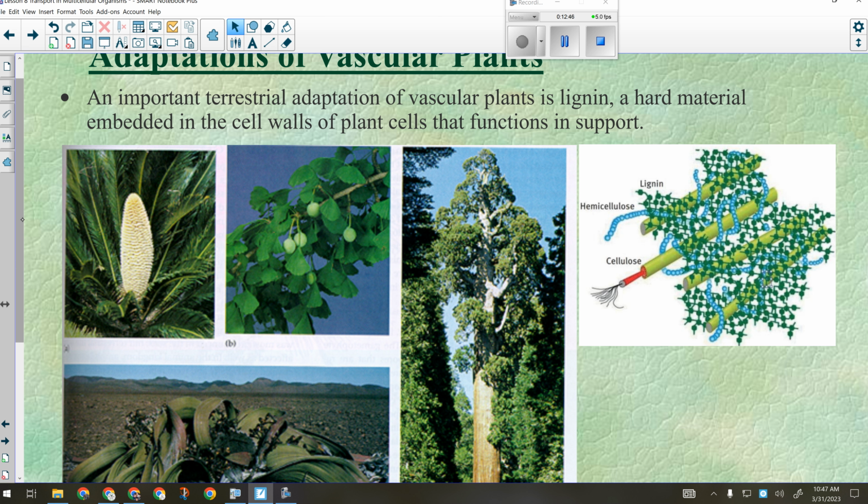But if you want to get tall and compete for light, one of the best things you can have is this material here, lignin. Now, lignin is like cement. It's analogous to cement anyway. And what it does is it takes the cell walls of various plant cells and cements them together.